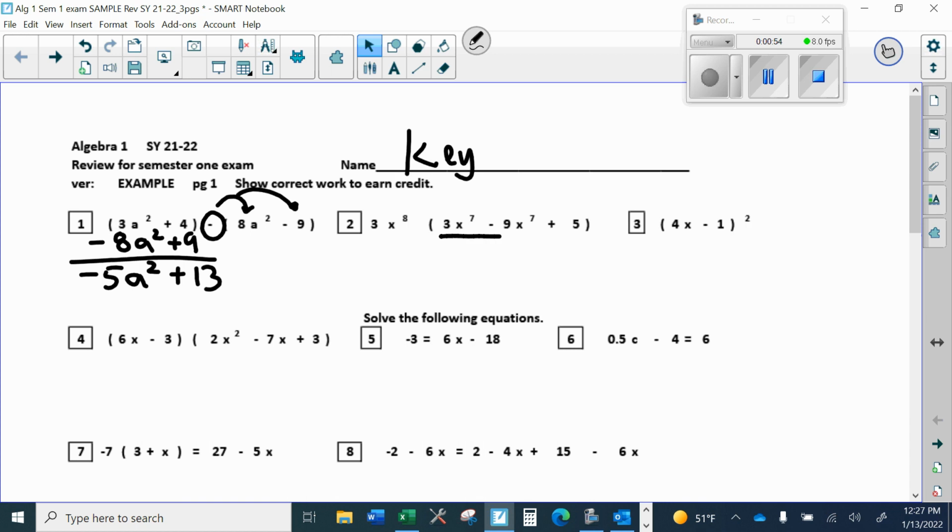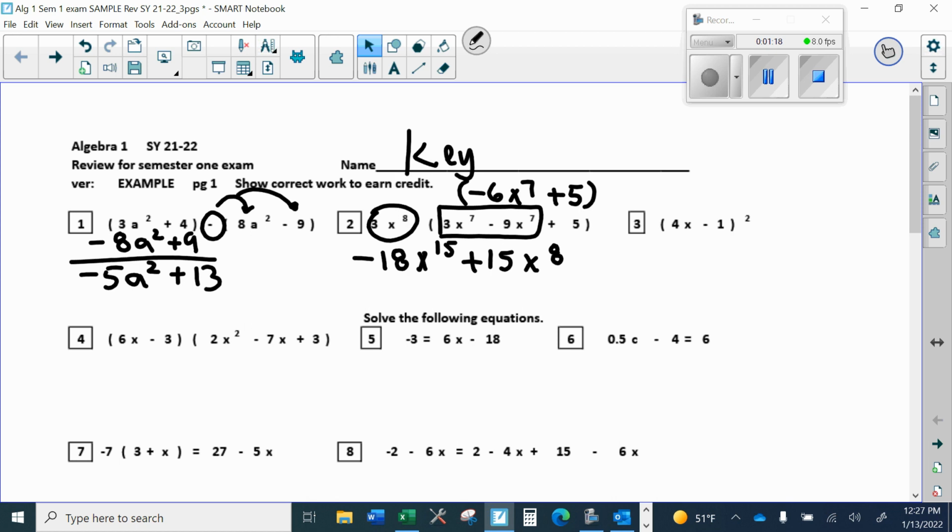All right, number 2, we can combine these like terms first and then distribute the 3x through there. So 3 minus 9 is negative 6x to the 7th, and we have a plus 5. So now we distribute that. 3 times negative 6 is negative 18. 8x's and 7x's is a total of 15x's. And 3 times 5 is 15, and x to the 8th.